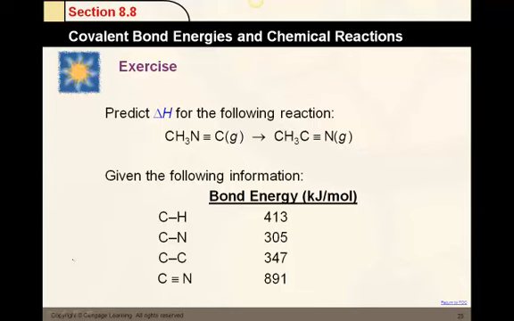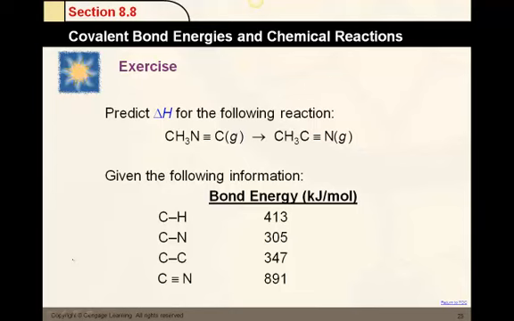In other words, the energy stored in the carbon-hydrogen bond right here is 413 kilojoules per mole. For carbon and nitrogen, it's 305. Carbon-carbon bond is 347. And carbon triple bond nitrogen is 891. Notice that as the number of bonds increase, so does the bond energy, because it takes a whole lot more energy to break a triple bond than, for example, a single bond.